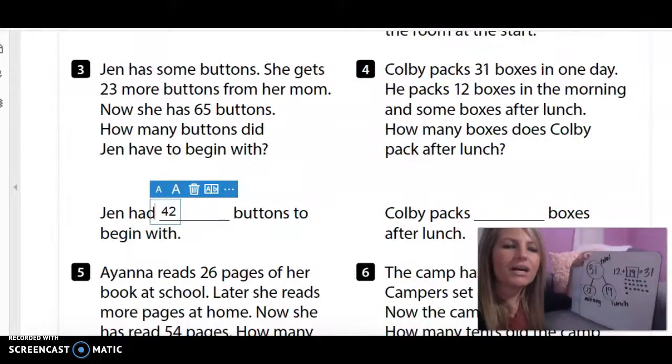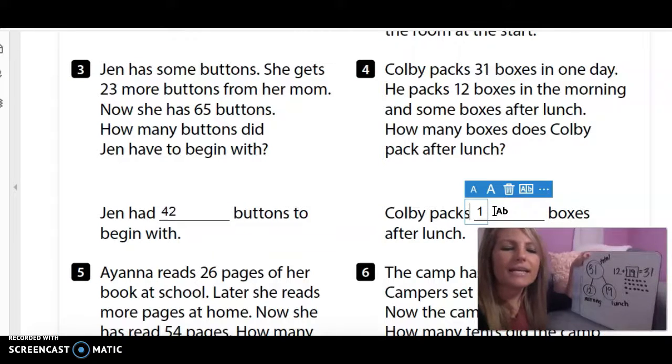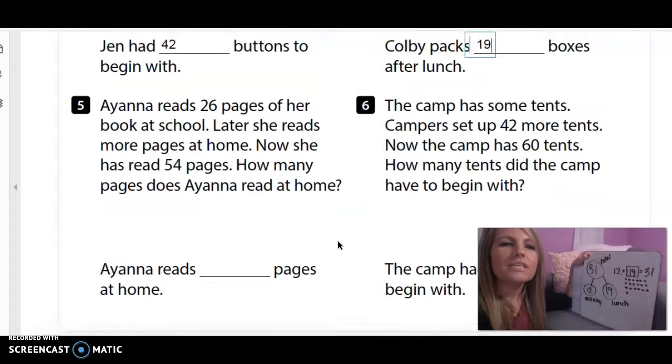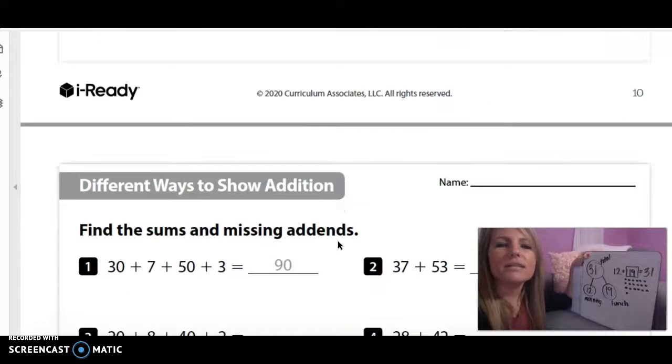So I'm going to go back onto my paper. Number 4, he packed 19 boxes after lunch, and I used the count up strategy again for that. You'll need to finish number 5 and number 6 by yourself.